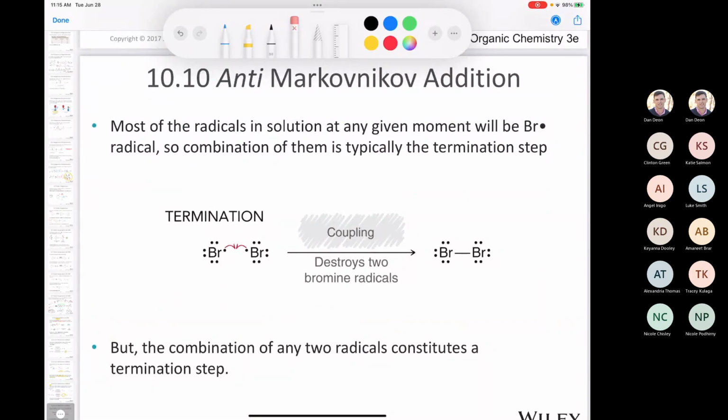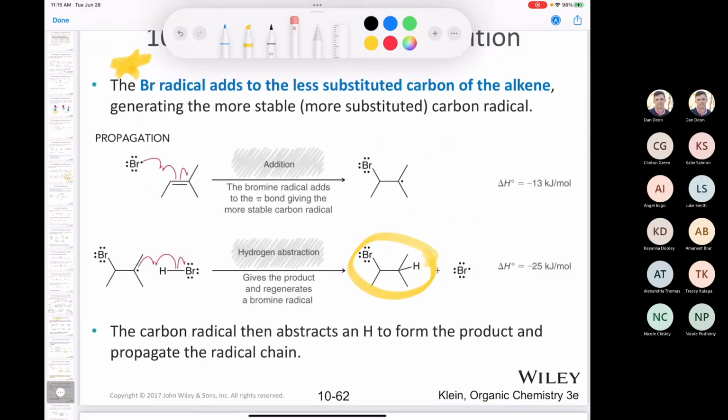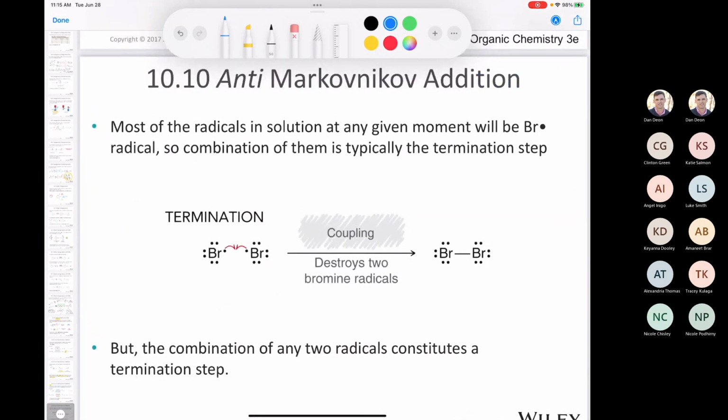Now, what about the termination? Yesterday, we talked about initiation, propagation, and termination. Well, in this reaction, hopefully you noticed that the only radical that we had in there was a bromine radical. There were no methyl radicals or anything else. So at any moment in time, most of the radicals are going to be bromine radicals. Theoretically, you could have this as a radical too. But anyhow, any two radicals coming together count as a termination step. But again, the radical that's going to be present in the greatest amount would be the bromine radicals.